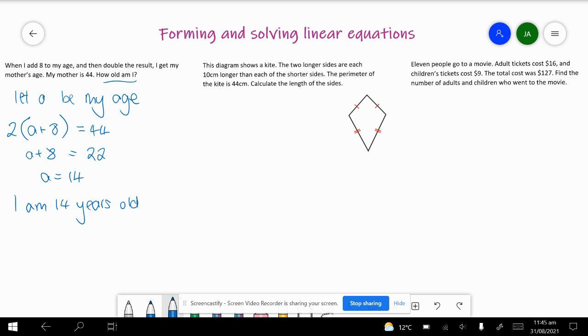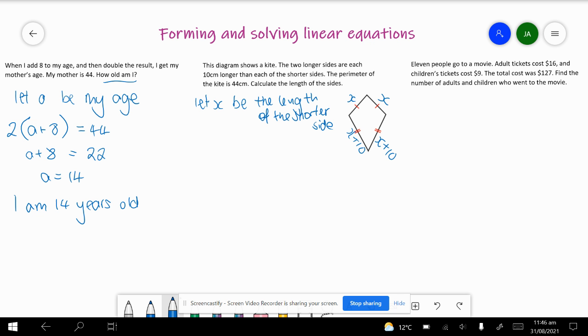So this one is a kite. The 2 longer sides are each 10 centimetres longer than each of the shorter sides. The perimeter of the kite is 44 centimetres. Calculate the length of the sides. So in this case, let X be the length of the shorter side. Okay, so if we put that on our diagram, that's going to be X, that's going to be X. These 2 are going to be X plus 10 because they're longer.